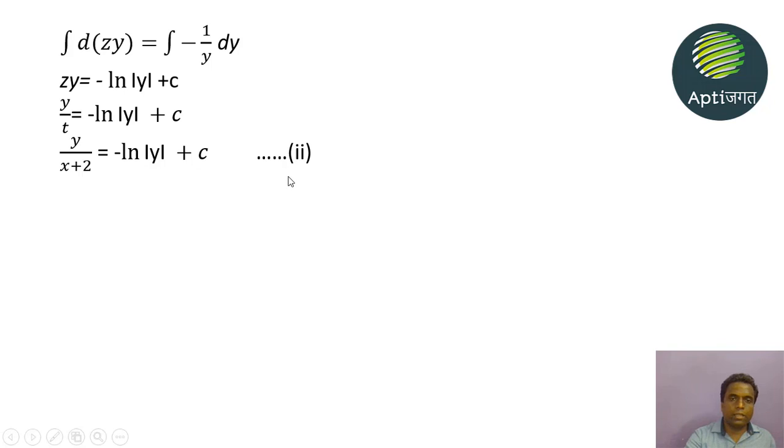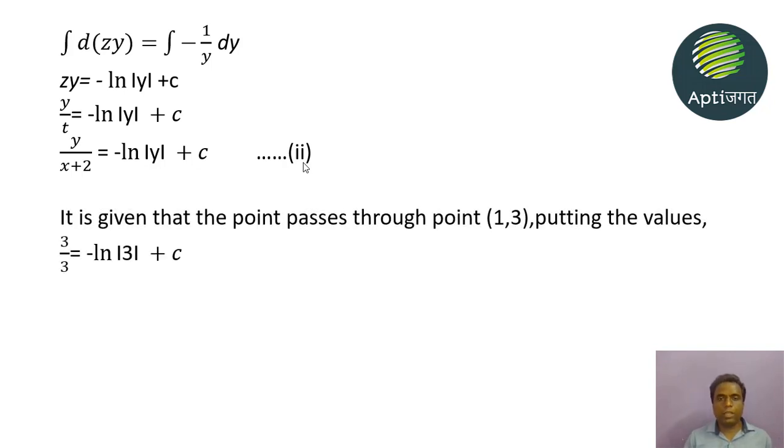So finally we get equation 2. What is it? y upon t. Again, substituting the value of t, it is x plus 2. So y upon x plus 2 equal to ln y plus c. So we have finally got the entire equation in the form of x and y. c is a constant, so it is not a variable and should not be considered as one. In the question it is given that the curve passes through the point 1 comma 3. So substitute 1 as x and 3 as y.